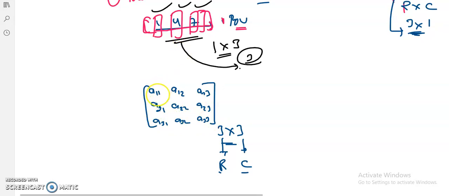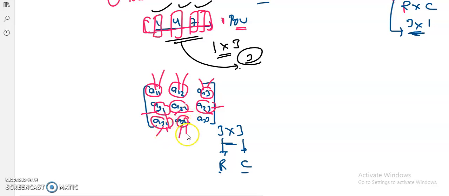So what the suffix represents: 1 1 means it is the element in the first row and first column. And 1 2 represents the element in the first row and second column. And 1 3 represents the element in the first row and third column. In the same way, 2 1 represents the element in the second row and first column, and this is the element in the second row and second column, and this is the element in the second row and third column. And coming to here, it is the element in the third row and first column, the element in the third row and second column, and the element in the third row and third column.